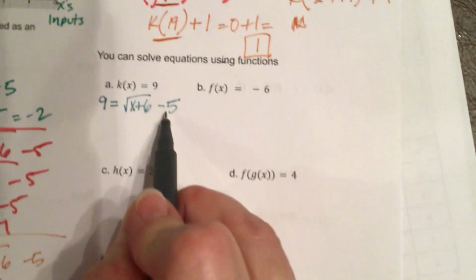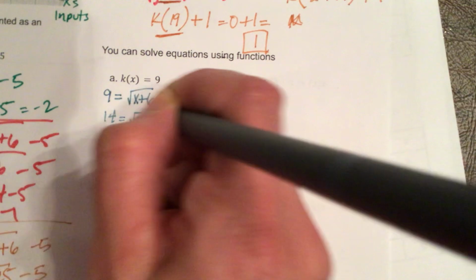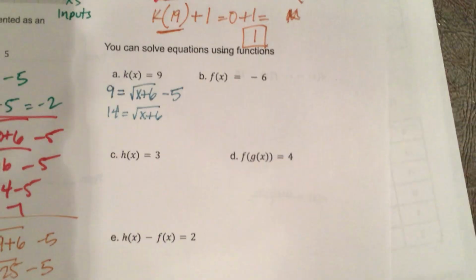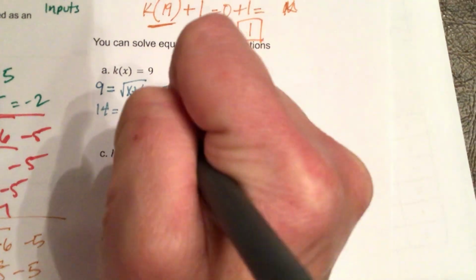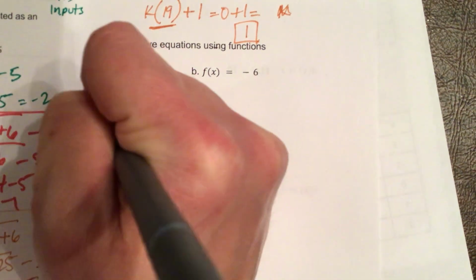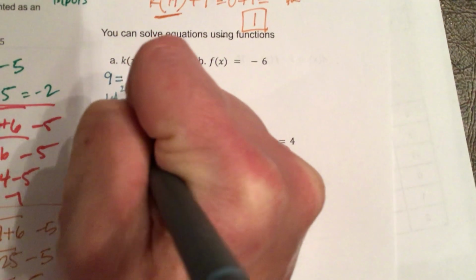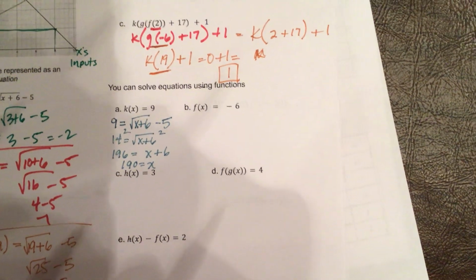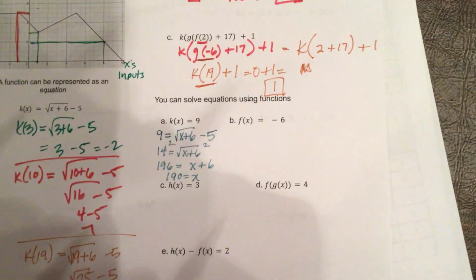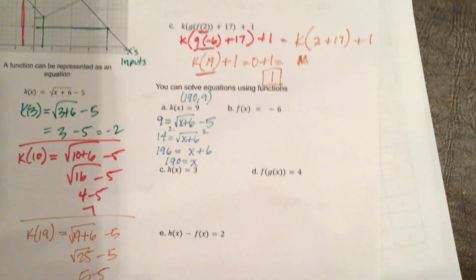If not, what I want you to remember to do is isolate this radical, so add 5 to both sides. I'm going to square both sides. That's how I'm going to get rid of that square root. And 14 squared is 196. And then I'm going to subtract 6. So what this implies is, when my input is 190, my output is 9. So that's an ordered pair. You can think of it as the point (190, 9). If you were to graph this function, this point would be on this graph.